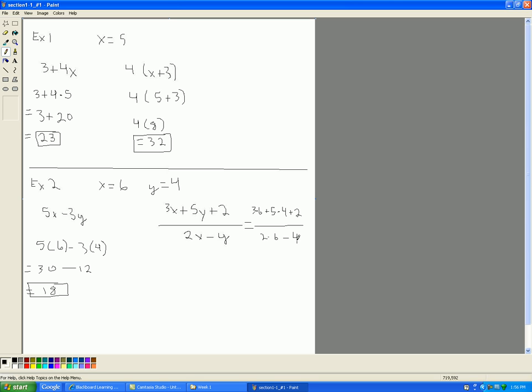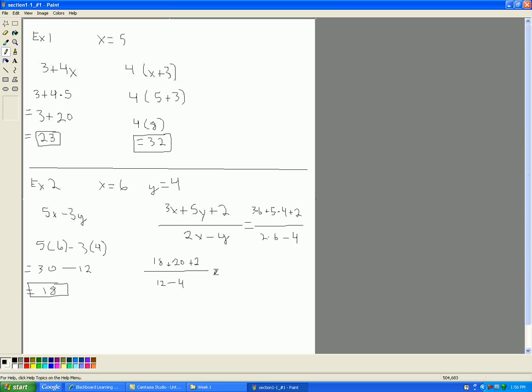Now we really have to understand order of operations here. When we do order of operations, we look through: no parentheses, no exponents, so we go ahead and do the multiplication first. And we get 3x, or 3 times 6, which is 18, plus 5 times 4, which is 20, plus 2, all over 2 times 6, which is 12, minus 4.